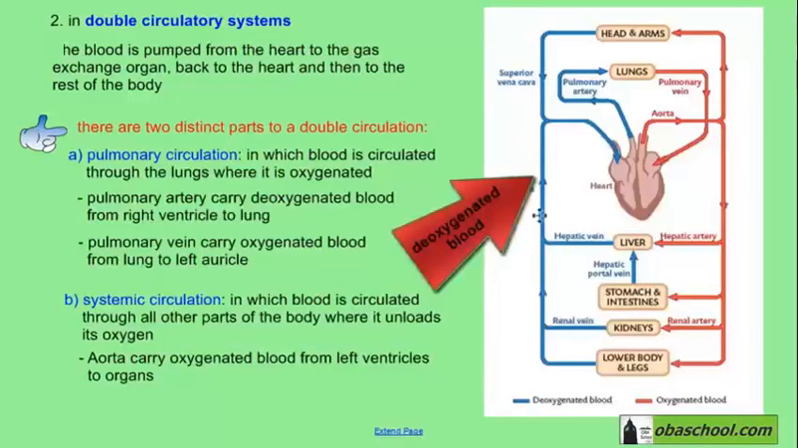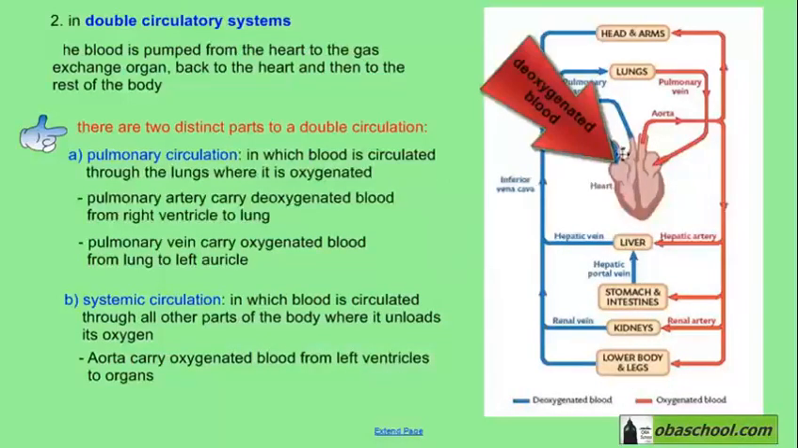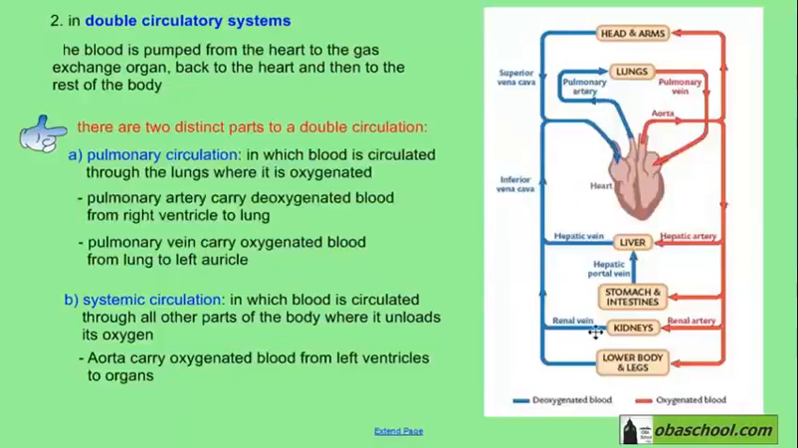And now the deoxygenated blood will go back through veins to the heart, specifically to the right auricle of the heart. And now the heart will pump it again to the lungs so that the deoxygenated blood becomes oxygenated, so that it comes back to the heart, and the heart again pumps it to the rest of the body. This is how these double circulations happen together in order to keep supplying the body parts with oxygen.